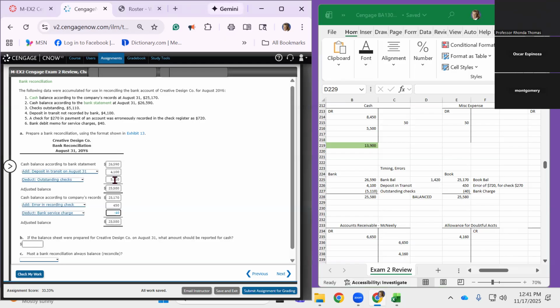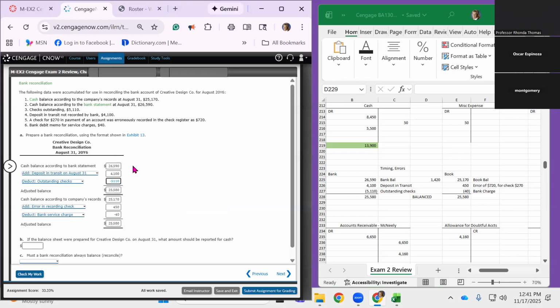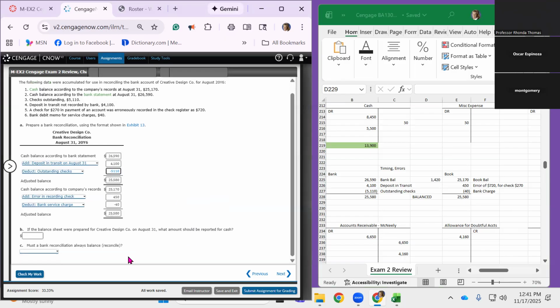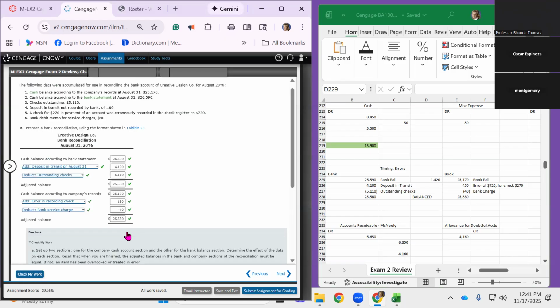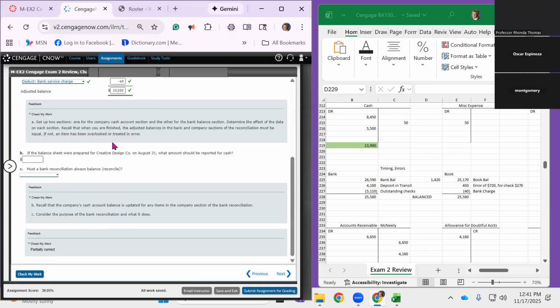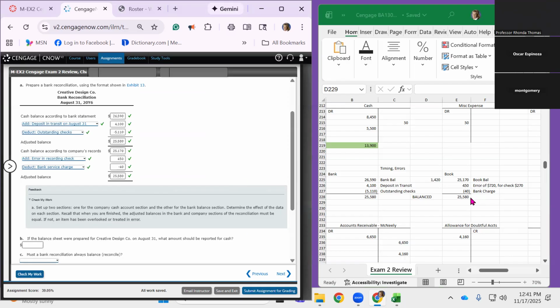And I'm going to put in negatives here because I think they want them. Okay, let me just see here. All right, let's see what we got. Okay, yep, they want the negatives in there. So if the balance sheet were prepared today, we would have to make the balance equal 25,580. So yes, that's the new balance in the cash account. And yes, it must always balance, of course.